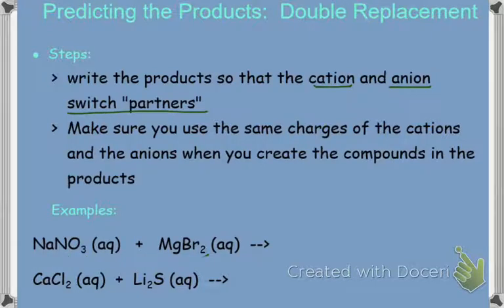Here Ca would make a +2 ion. Chlorine is a -1 ion. Lithium is a +1. And sulfur is a -2. Remember that I'm getting these from what column they're in on the periodic table.